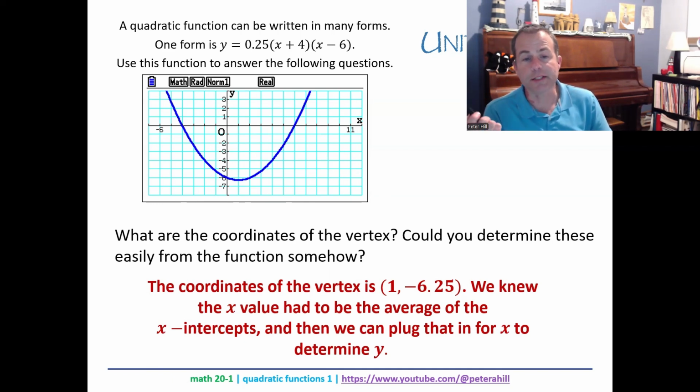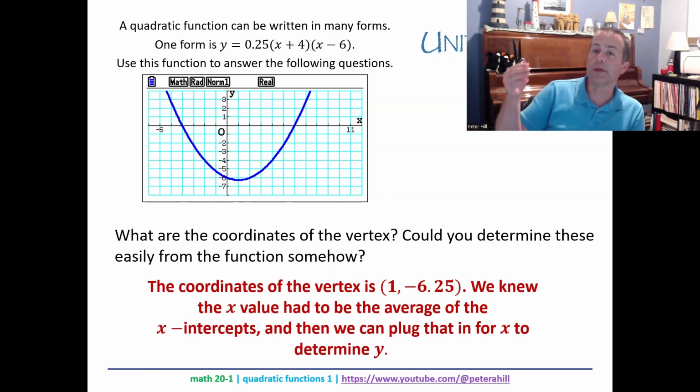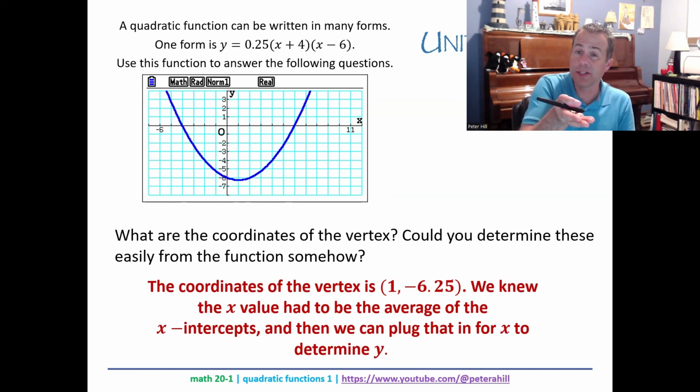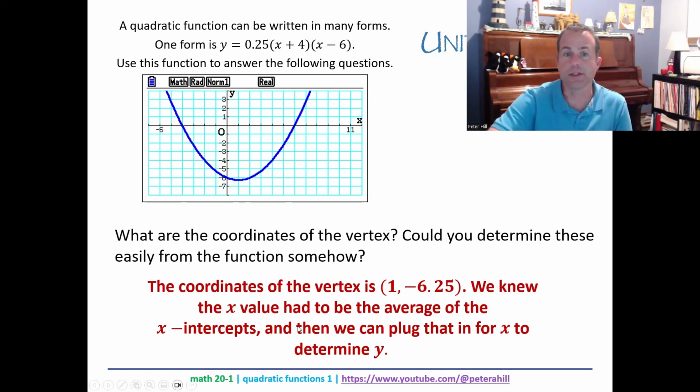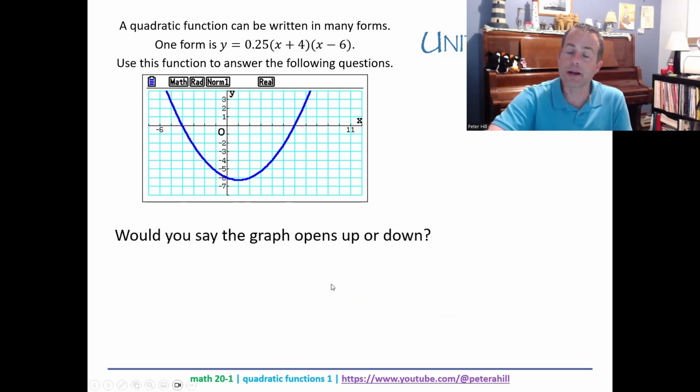We knew the x value had to be the average of the x-intercepts, and we already figured that one out, right? So we took that negative 4, added 6, divided by 2, and we got the x value at the vertex is 1. Then we can just plug 1 into the equation, substitute x for 1, and get out the corresponding y value, and that would give us the negative 6.25. Okay. Would you say the graph opens up or down? The graph opens up. Okay, good.